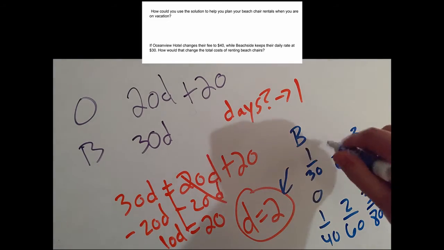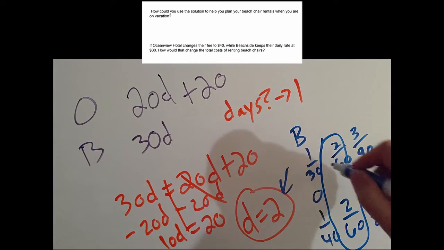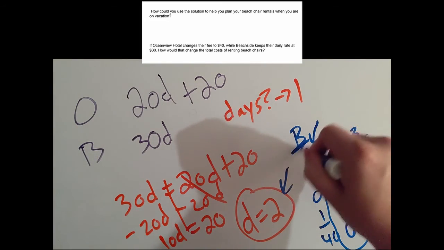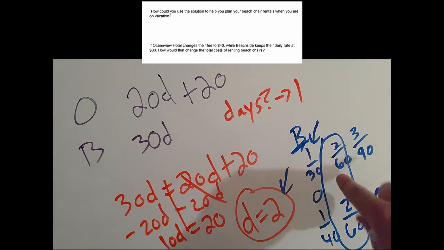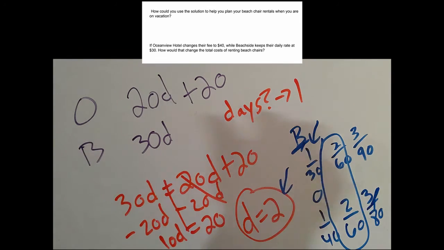So what that tells us is, if I'm just going to rent it for one day, I want to rent it from Beachside. If I'm going to rent it for more than 2 days, I want to rent it from Ocean View. So that's how we're using our systems of equations to find out some things. We want to look for where they're equal. One is cheaper before that point. One is cheaper after that point, and it'll switch. On day 2 it doesn't matter which one we go with, because they're going to be the same price. So whichever one has nicer chairs, I guess.